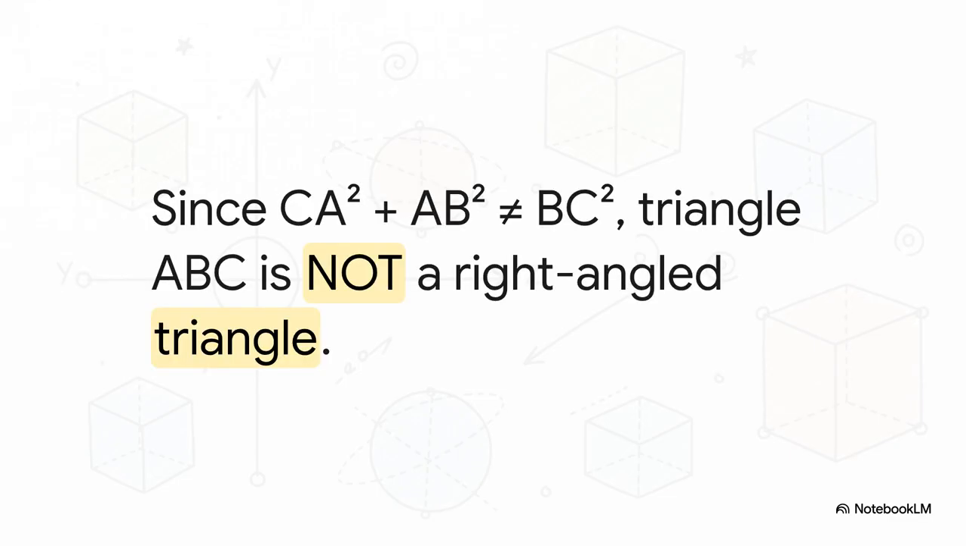Now we just bring in our old friend Pythagoras to verify it. We add the squares of the 2 smaller sides together, 2709 plus 686. Well, that sum definitely does not equal the square of our largest side, 4571. So because it fails that test, we instantly know that triangle ABC is absolutely not a right-angled triangle. It's a fantastic way to strictly prove geometry without ever having to physically draw it out.